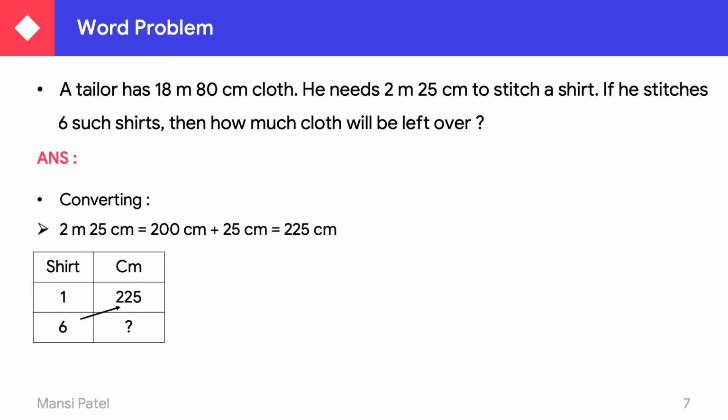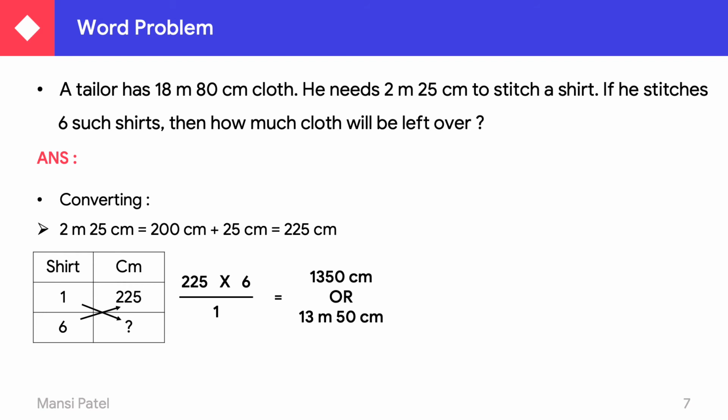The numbers which are in the cross, do the multiplication, and the number which is remaining, just write down in the division. So do the multiplication of 225 multiplied by 6 divided by 1. So the multiplication of both is 1350 centimeter, or we can say that 13 meter and 50 centimeter.